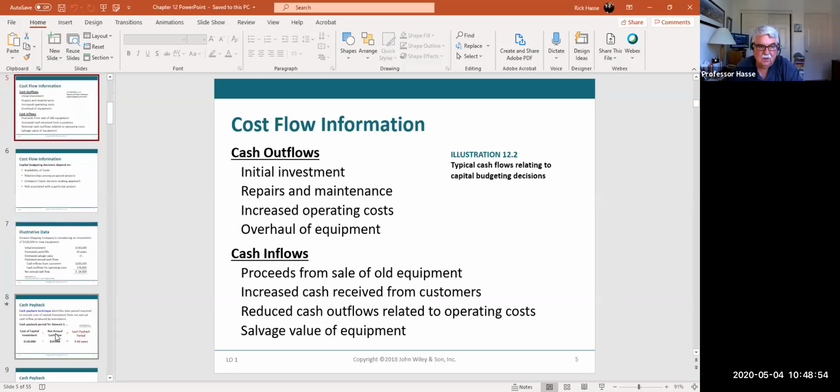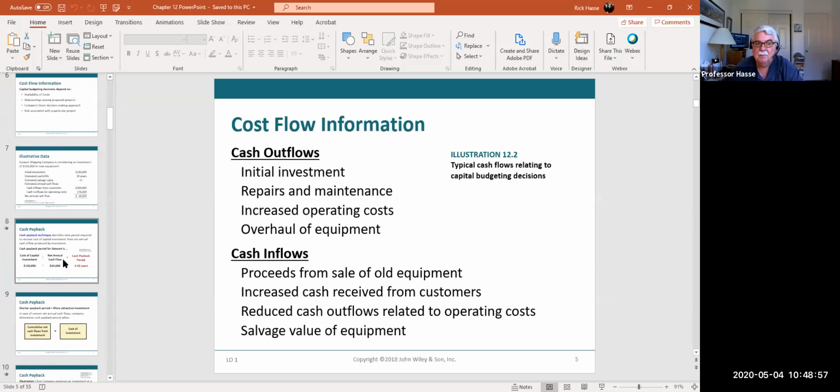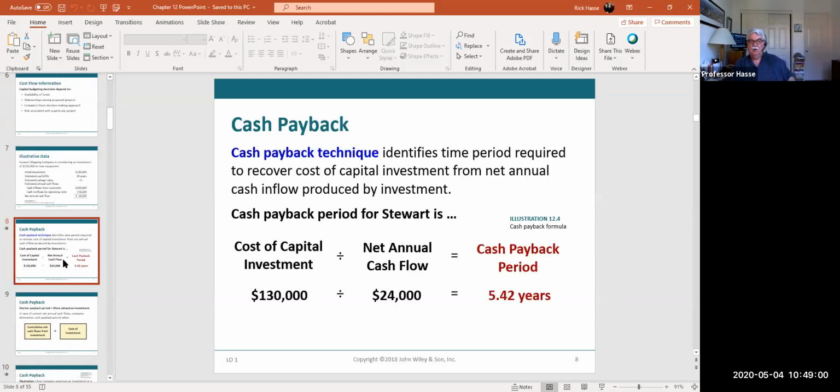So chapter 12 is talking about how we get the money back. And one of the ways is called cash payback. It identifies how long it takes to get the money back. We're investing $130,000 in an asset. It's going to produce $24,000 a year in annual positive cash flow. It's going to take roughly about 5.5 years to get that money back. Now, many companies say, you know, that's great, but I want my cash back in 2 years, not 5. So they'll say, all right, let's invest in something else.